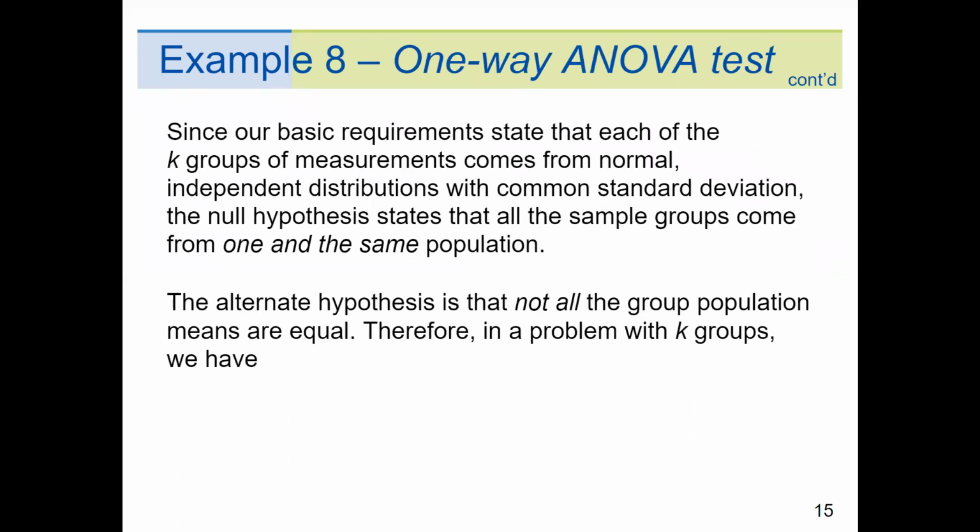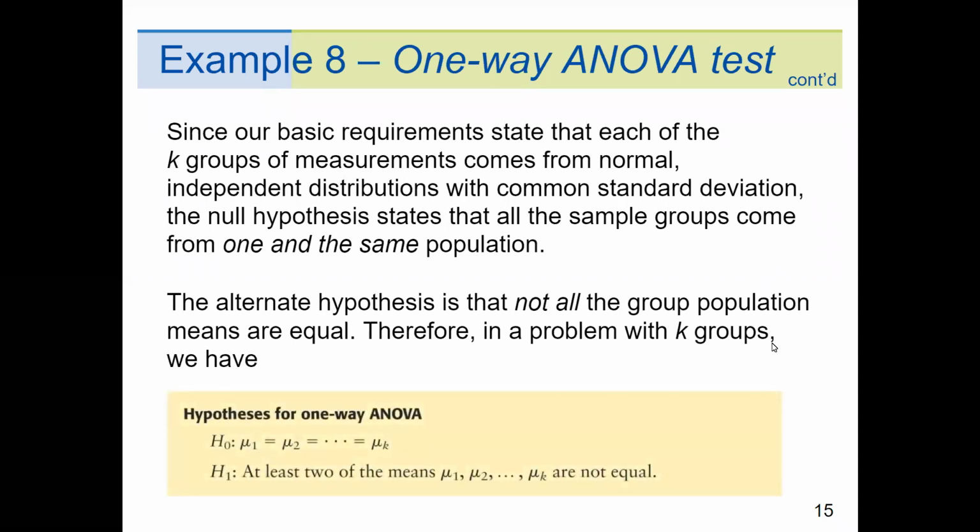Since our basic requirements state that each of the K groups of measurements come from normal, independent distributions with common standard deviation, the null hypothesis states that all the sample groups come from one and the same population. The alternate hypothesis is that not all the group population means are equal. Therefore, in a problem with K groups, we have, go ahead and write that down.